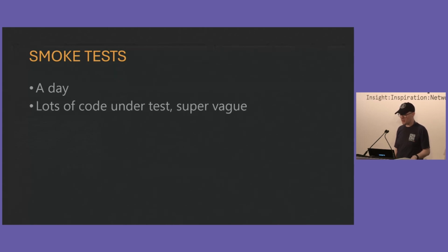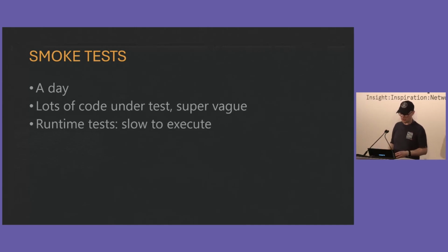We're testing a lot of code across the whole code base. So our tests have to be super vague. You probably won't have many of them. You'll have many, many validation tests. We'll probably only have a few of these big sweeping smoke tests, because they're runtime code, they're slow to execute.